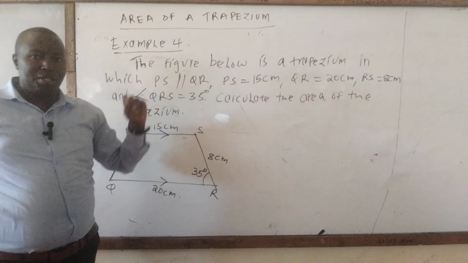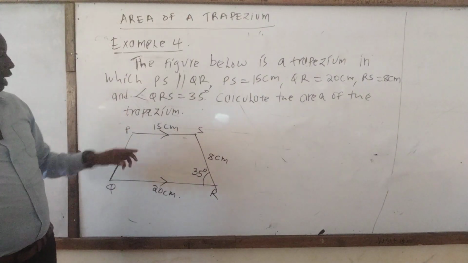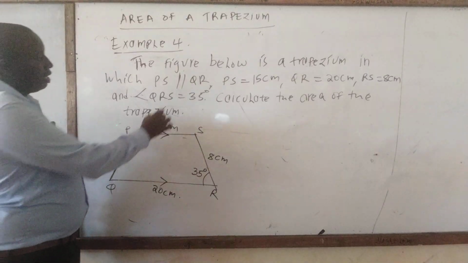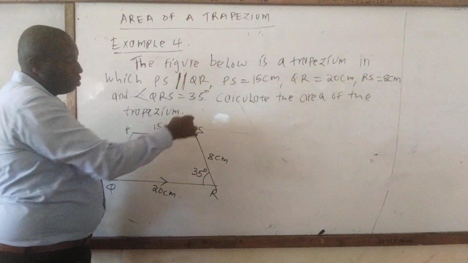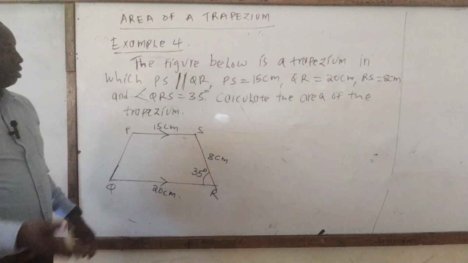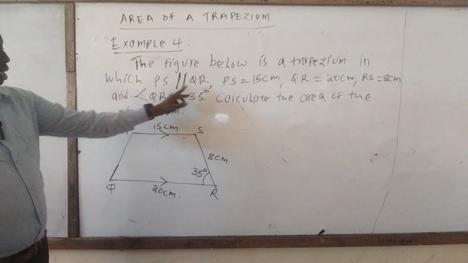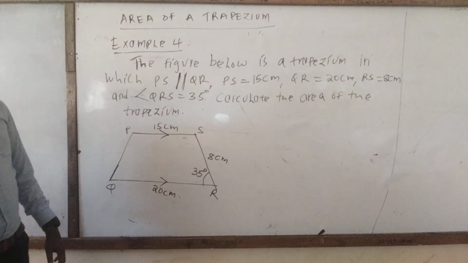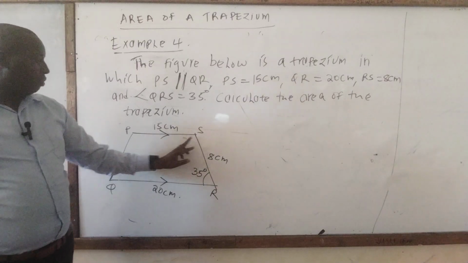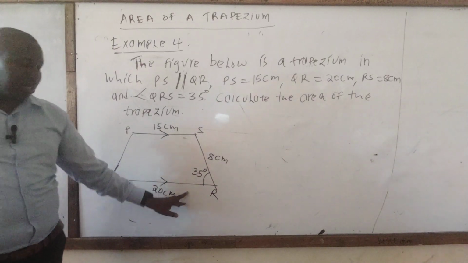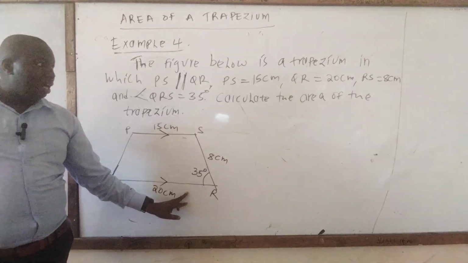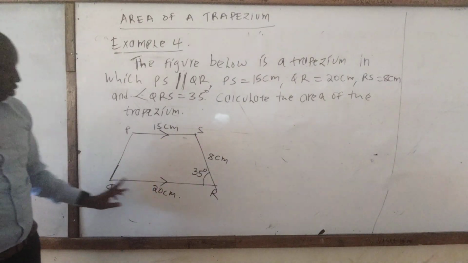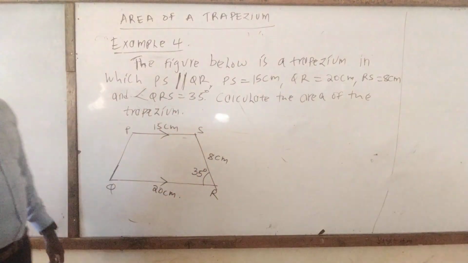The figure below is a trapezium in which PS is parallel to QR. These two slanting lines are the symbol for parallel. That is, PS is parallel to QR. PS is 15 centimeters and QR is 20 centimeters. You're also given RS is 8 centimeters and angle QRS is 35 degrees.